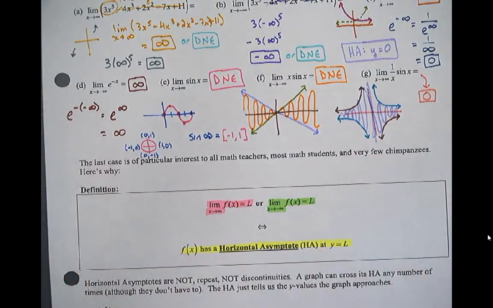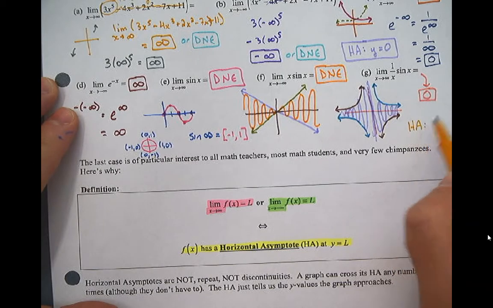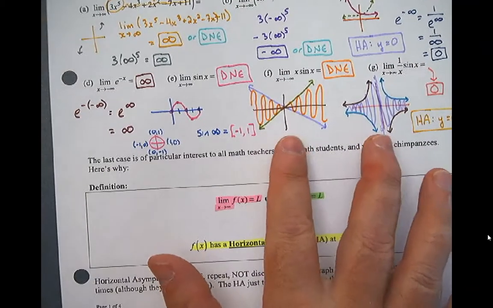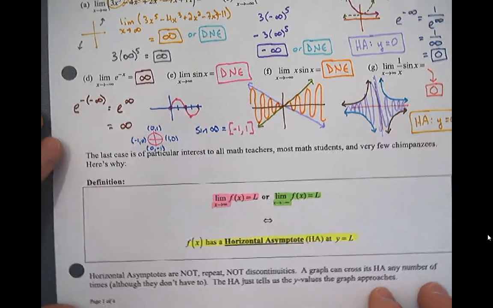So does this graph have an HA? Yes, it has an HA, because our graph levels off at a number, at a value. We get an HA of 0. So those two are kind of tricky ones. I wouldn't expect you to be able to do those on your own. But I also think that the more you see them, the more likely you are to start to remember them.